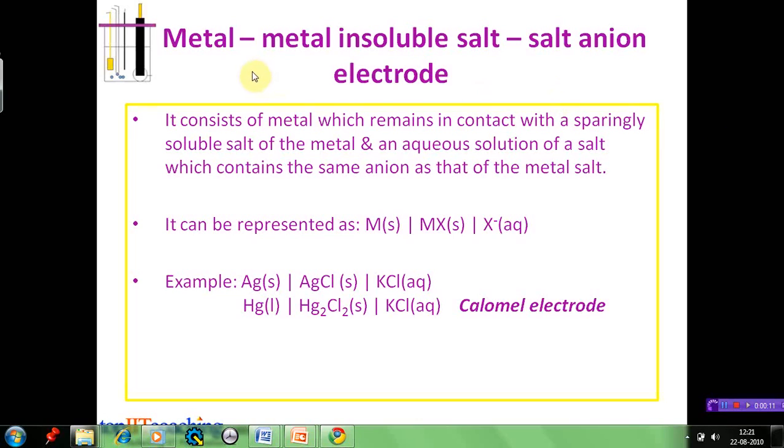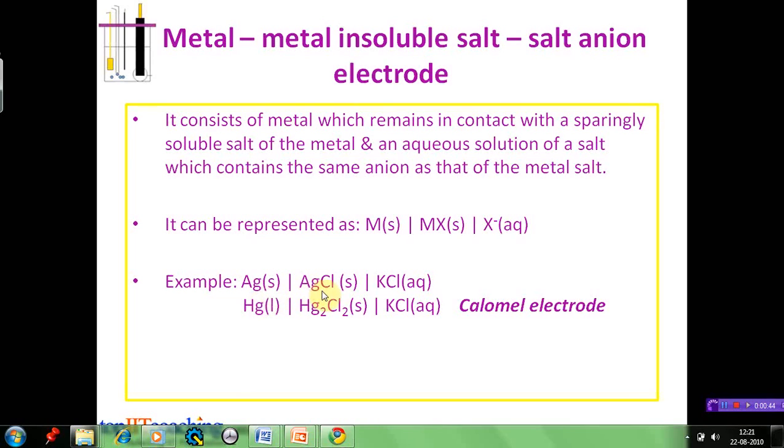The next type of electrode is the metal insoluble salt in ion electrode. As the name itself indicates, it consists of a metal which is in contact with its own salt, whose solubility is negligible, and is also in contact with a salt solution whose anion is same as that of metal salt. This is its general representation, in which M denotes the metal, MX is the insoluble salt, and X- is the salt solution, in which the anion is same as that in the metal salt.